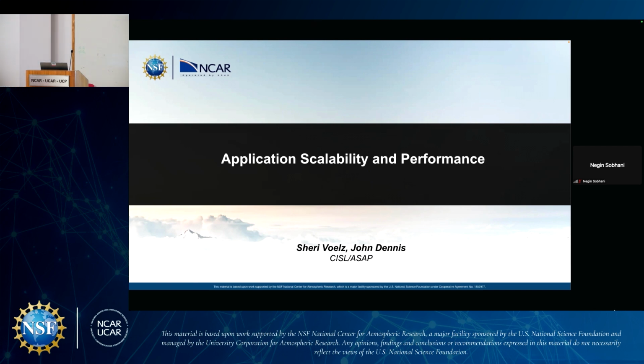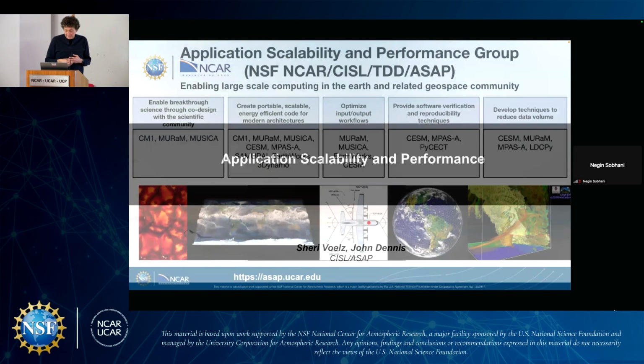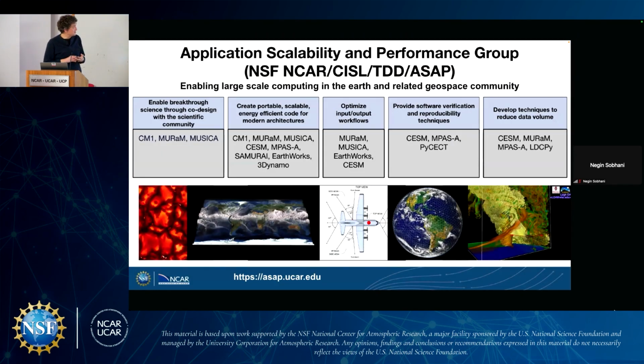All right, the next section of the talk is about the Application Scalability and Performance Group. This is a group that I co-lead with Sherry. What we do is enable large-scale computing in the Earth and related geoscience communities, and we can break this into a couple different categories: enabling breakthrough science through co-design with the scientific community.